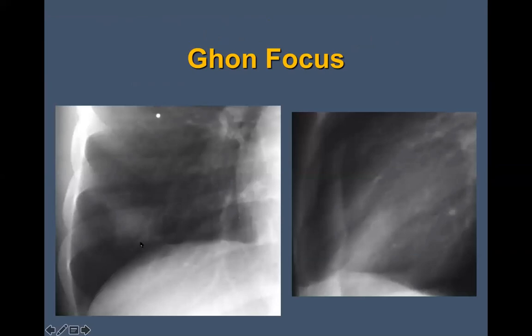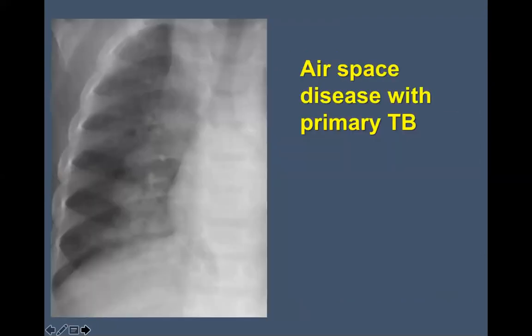You can see it's really a very ill-defined small area, and it would be hard to distinguish that from a little bit of atelectasis, which is also quite common in children's lungs. And that will only last sometimes for a few days and then will go away. And so you shouldn't really hang your hat on trying to find the actual pulmonary focus of primary TB.